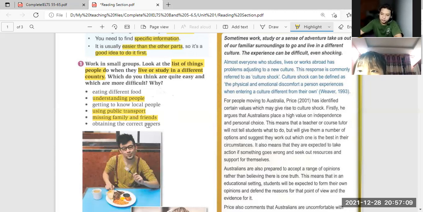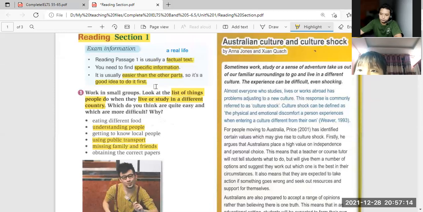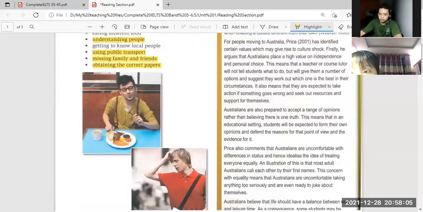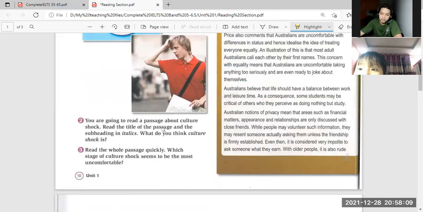Now, why do you think obtaining the correct papers is more difficult? You understand the meaning of obtaining the correct papers? No. Okay, obtaining the correct papers means, for example, when you are going to America, it's not easy to obtain the correct papers. For example, when you want to drive in America, you have to have your own driving license, and it's not easy to go out without your passport. So that is the meaning of correct papers. Do you understand now? Yes. Okay, very good.